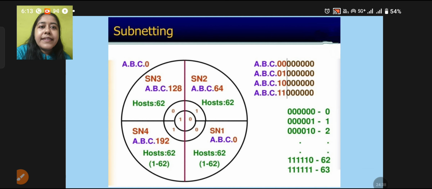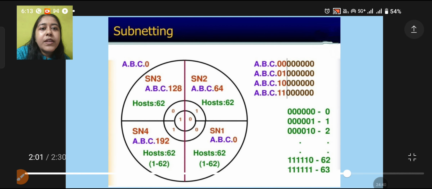Now this is what subnetting is. You can see here ABC 0. Again here you can see how this network is laid out. So here the hosts are 1 to 62. Here the hosts are 62 again, with 64 for subnet 2.